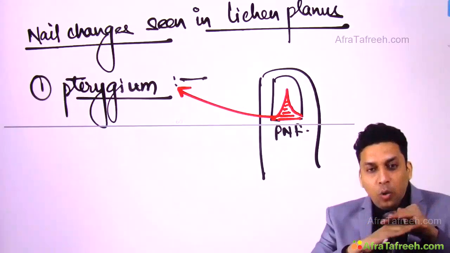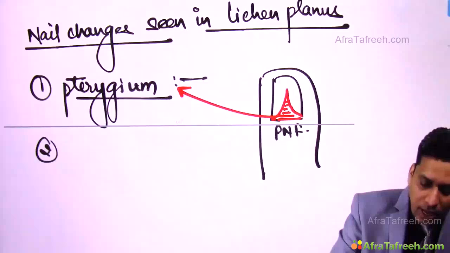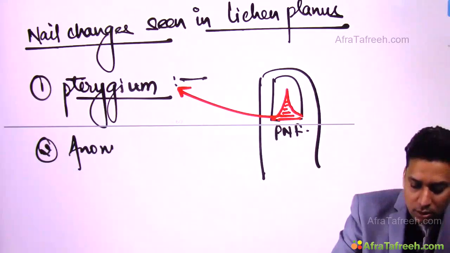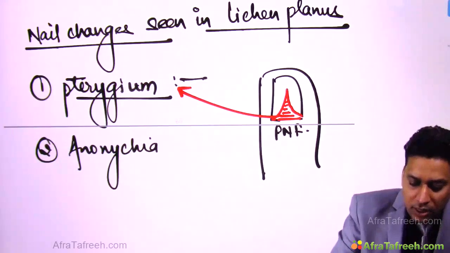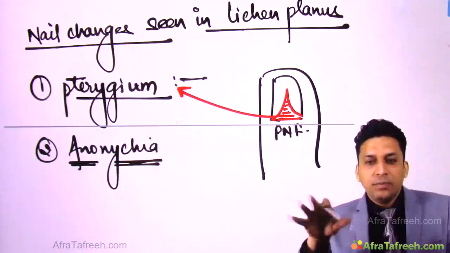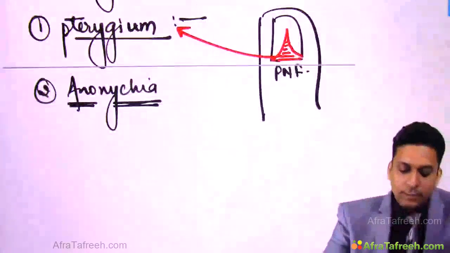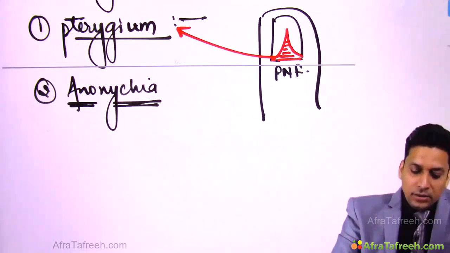So when it is attaching itself to the underlying nail bed and destroying the nail plate, if this is very severe and the whole nail plate is destroyed, it might lead to anonychia. What is anonychia? Anonychia means absence of nail plate. Complete nail plate might be destroyed. So absence of nail plate might occur in lichen planus.